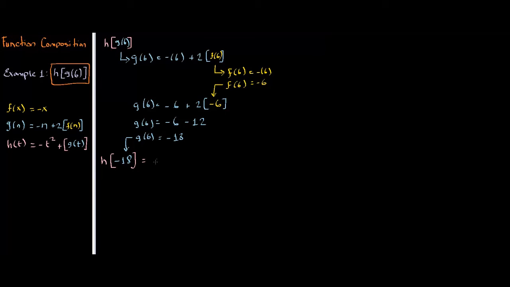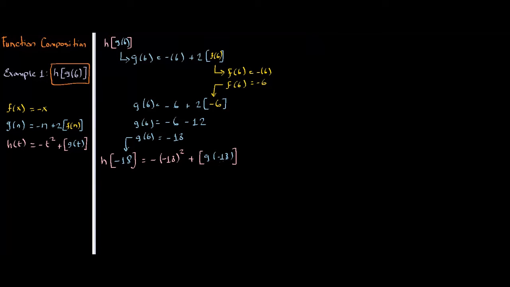Now let's work through h of negative 18. I'm going to substitute the negative 18, in this case in all the t's, because remember it's h of t. Let's see, here it will be negative 18 squared plus, and here comes another thing. We have to substitute g of negative 18. So I believe you are starting to figure out how complicated this kind of problems could get.